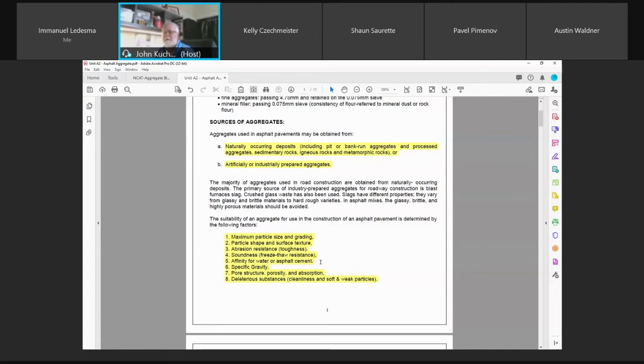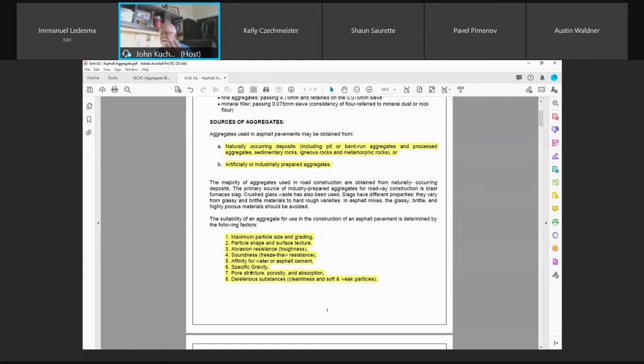Affinity for water or asphalt cement. Okay? You want an aggregate that is just thriving and searching for asphalt to suck it up, not water. You don't want aggregates that are prone to water absorption because you're going to have stripping. Come to that later. So you want affinity for water or asphalt cement.